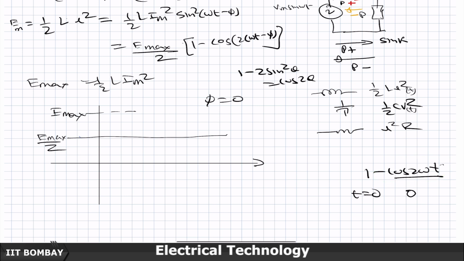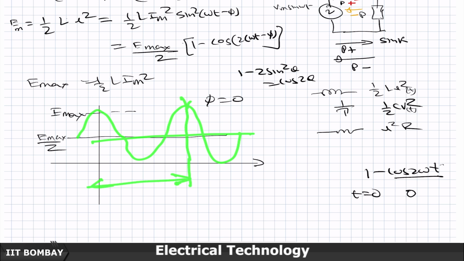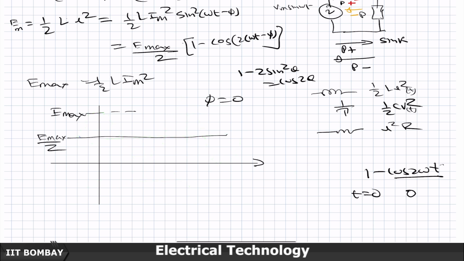So, therefore, if the cos of 2 omega t was to look something like this, where this represents one cycle, then minus of cos of 2 omega t would be an inverted image. So, it would come like this.